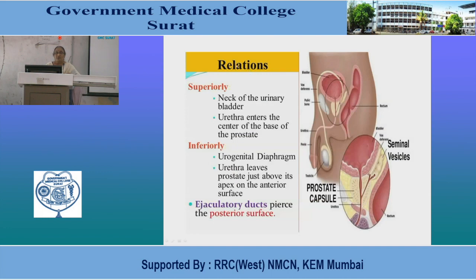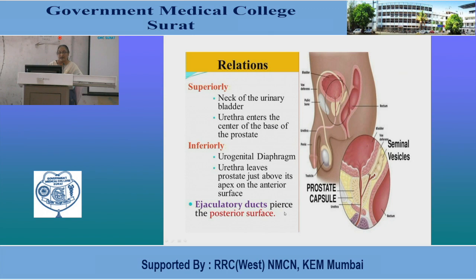Now the relations of the prostate gland. Superiorly, at the neck of the bladder, the urethra enters the center of the base of the prostate. Inferiorly, as I told you in the situation, it lies on the upper surface of the urogenital diaphragm. The urethra leaves the prostate just above its apex on the anterior surface.